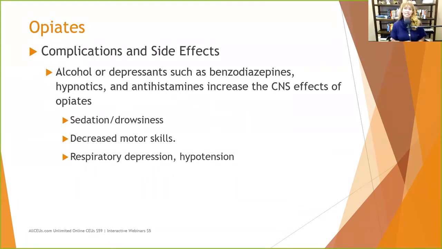Alcohol or depressants such as benzos, hypnotics, antihistamines. People who take opiates, 30% of them get itchy. What do you think they're going to do? Take antihistamines. I've read on blogs and different articles where people are recommending, and even some doctors co-prescribing antihistamines with opiates.